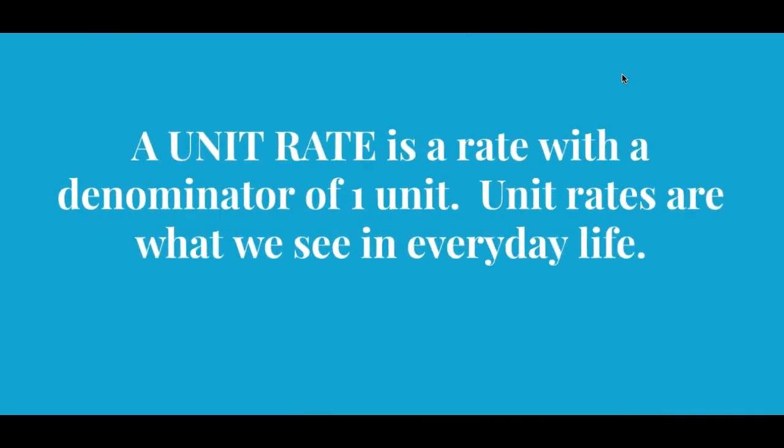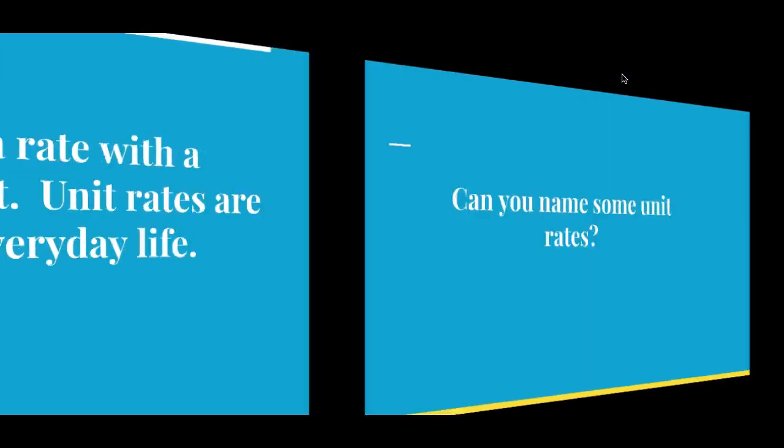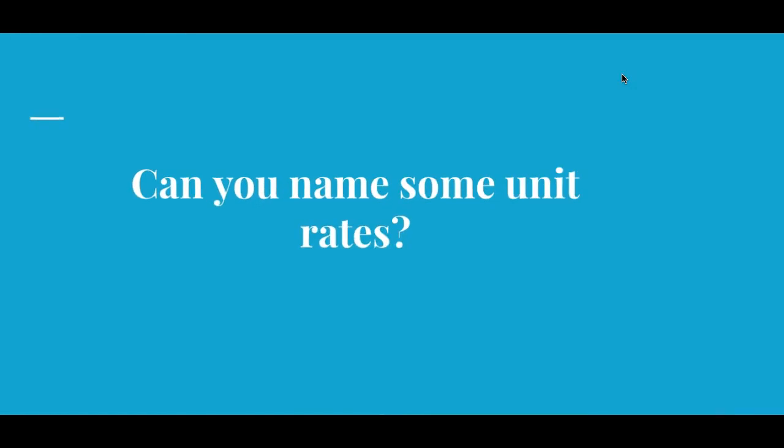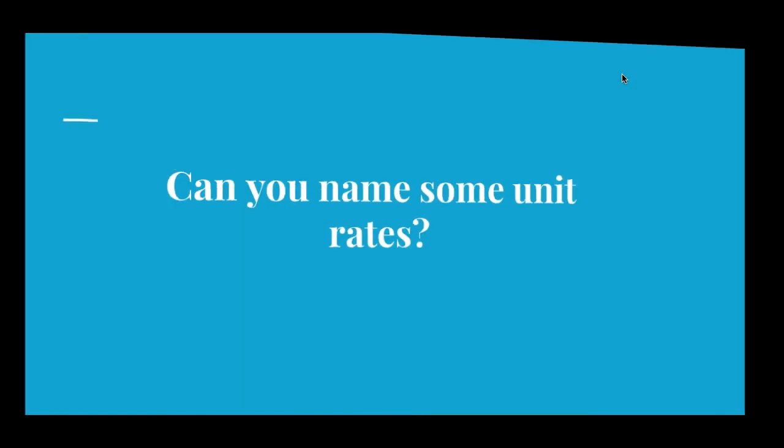What is a unit rate? A unit rate is a rate with a denominator of 1. The unit rates are what we see in everyday life. All right? Can you think of some unit rates? We got some examples here. Miles per hour. How many miles are we going to drive in 1 hour? Because we said the denominator is going to be 1.